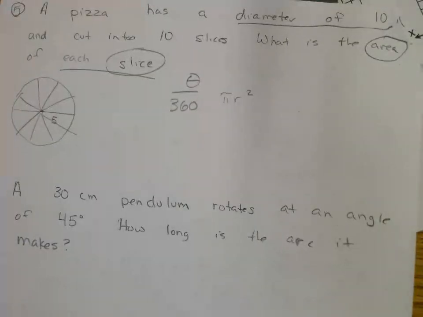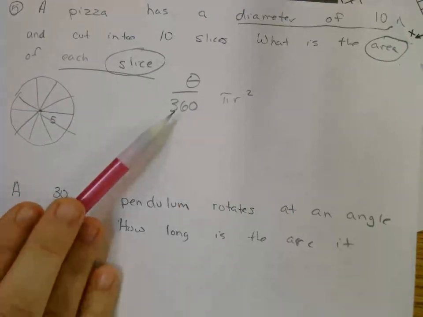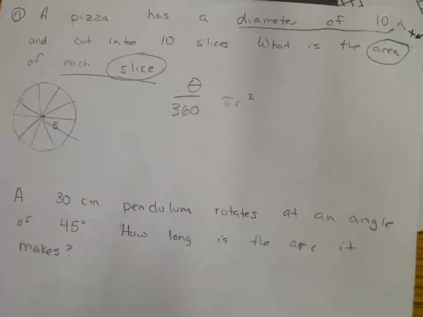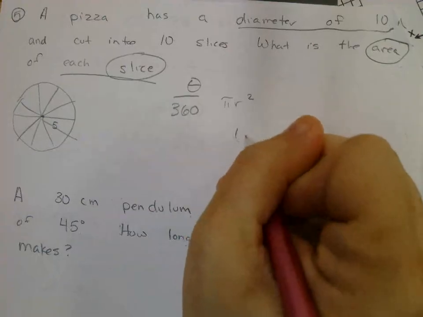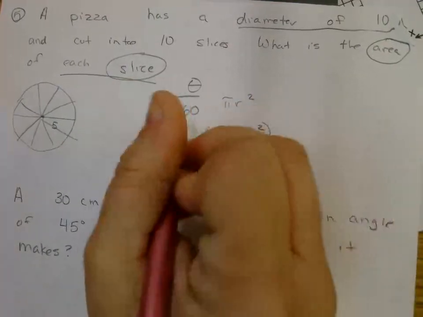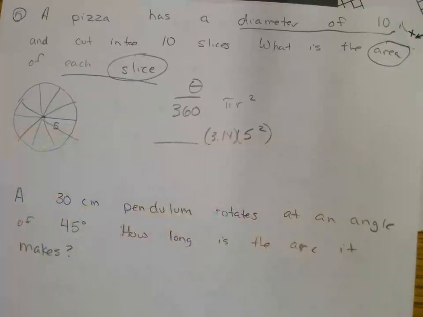Squared. So I divided my pizza up into 10 slices. I changed my diameter to a radius of 5. Now I know I'm going to use this formula because I'm looking for area. So the big question is, what do I need? I've got my radius, that's 5 squared. I know pi, that's 3.14. I need to know what my angle measure is.